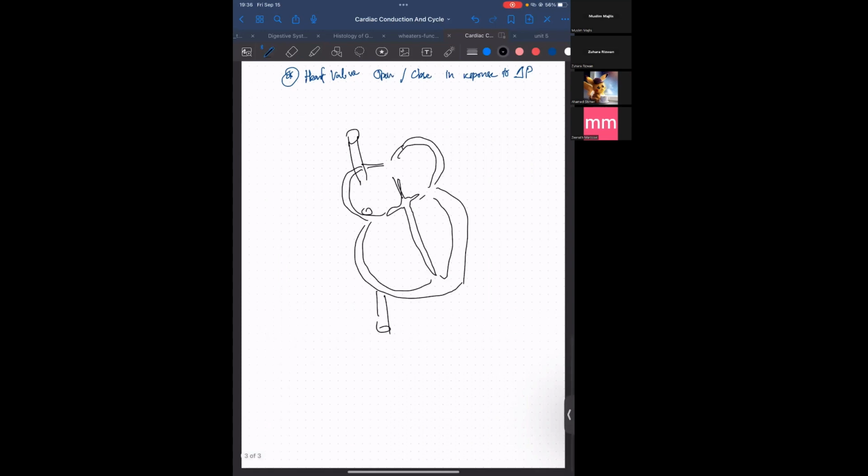Okay. Excuse my drawing. So this is the heart. At least think of it as a heart. I think it's pretty much clear like a heart. Okay. The walls.